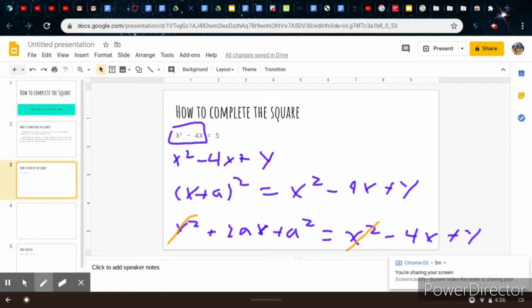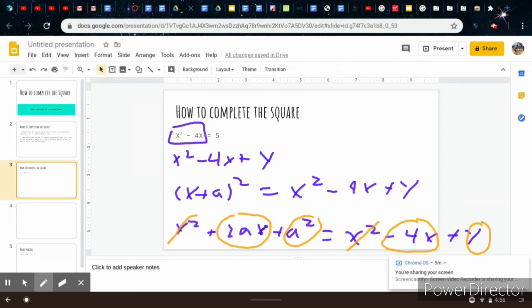Since this x plus a squared is just our general form of a perfect square, then negative 4x plus y is in the same position in the quadratic as 2ax plus a squared. Therefore, 2ax equals negative 4x and a squared equals y. So this is pretty simple.